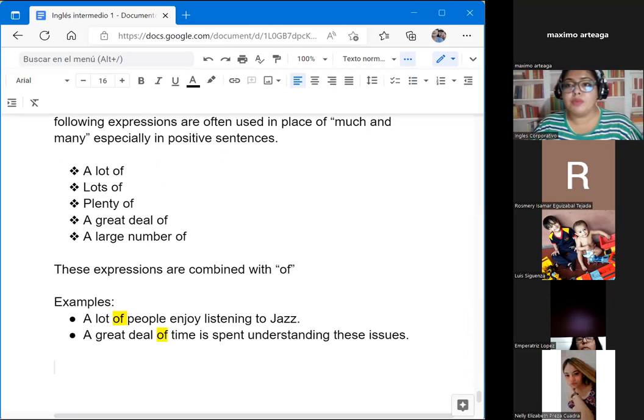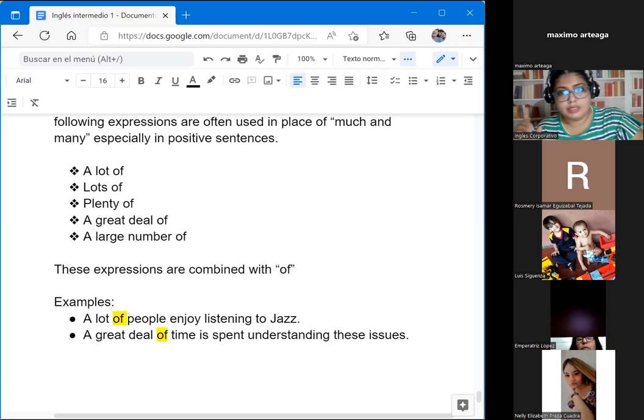And in this case, we have one example. Most people enjoy listening to some type of music. In this case, it is not "most of". It is not like in the first one, a lot of. When you are going to use the word most, you are not going to use "of".